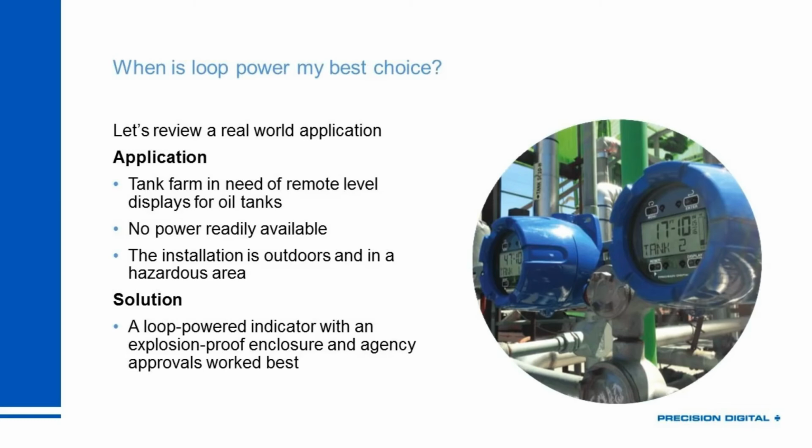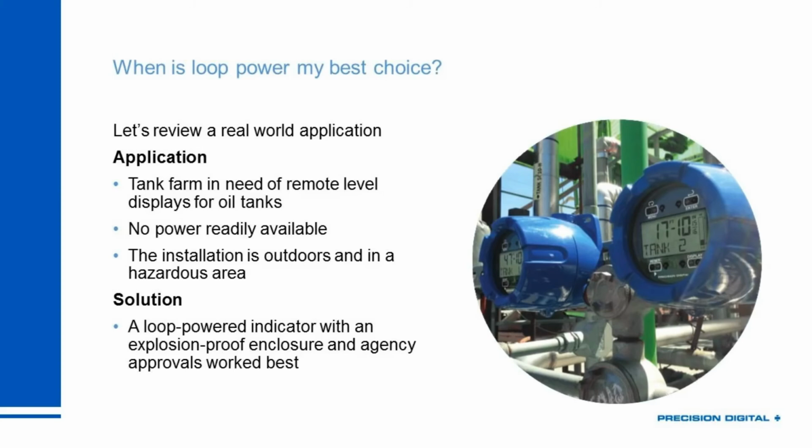Also, the installation's outdoors, and as I mentioned, it's in a hazardous area. So LoopPower was a great solution for this application. They were able to get their 2-wire loop-powered level displays with hazardous area approvals. In this case, they got them in explosion-proof enclosures, but they're still a 2-wire device, and install it here without the need to run additional conduits in order to bring up power.